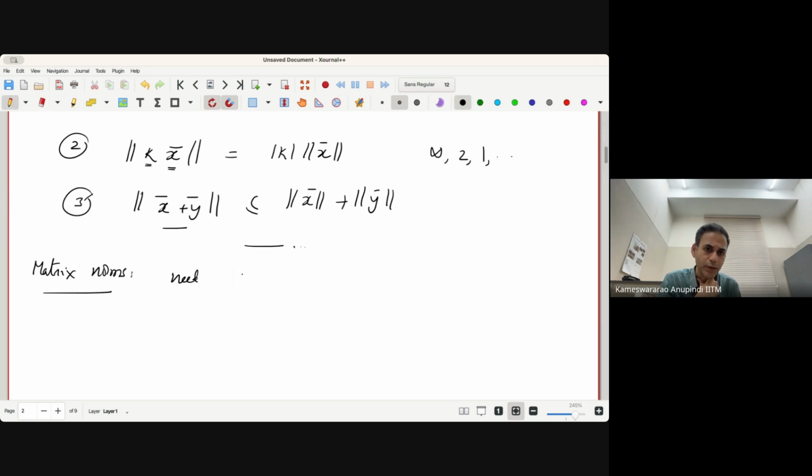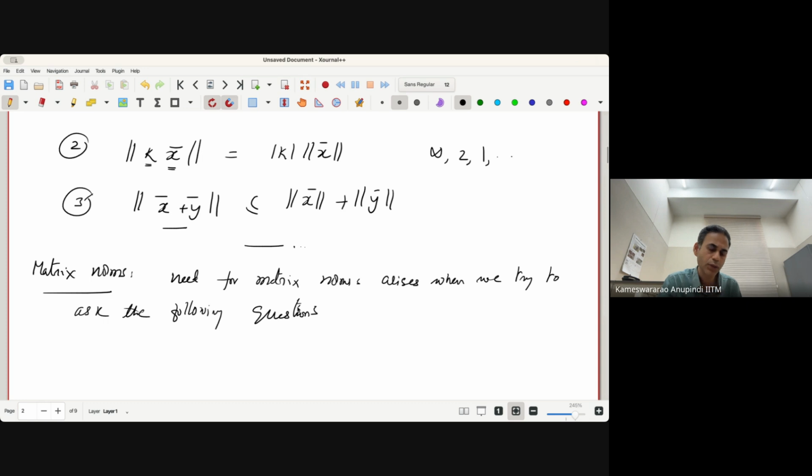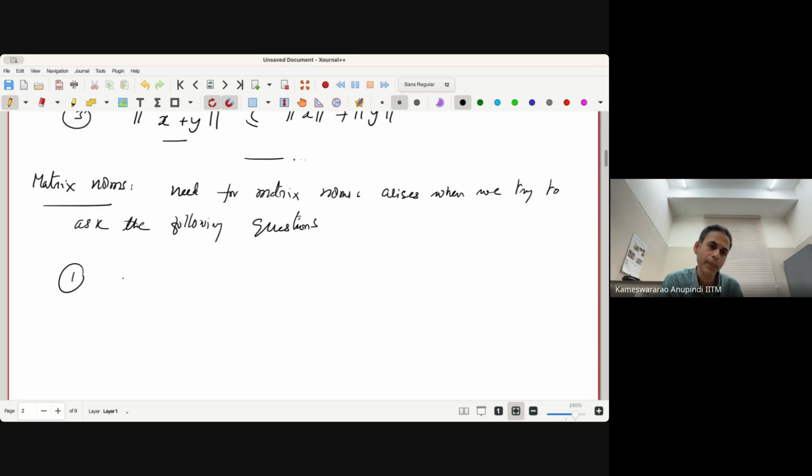The need for matrix norms arises when we try to ask the following questions. Okay, so what are those? Let us say we have a matrix. We wish to solve, let us say, AX equals B. That is what we wish to solve.